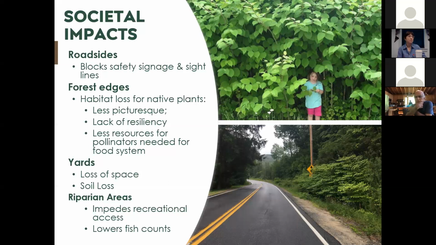Another societal impact occurs in our riparian areas. They impede recreational access. If you're wanting to go out and fly fish for trout, you don't want to have to climb through knotweed with a 9-foot pole. It's going to be a challenge and not so fun.